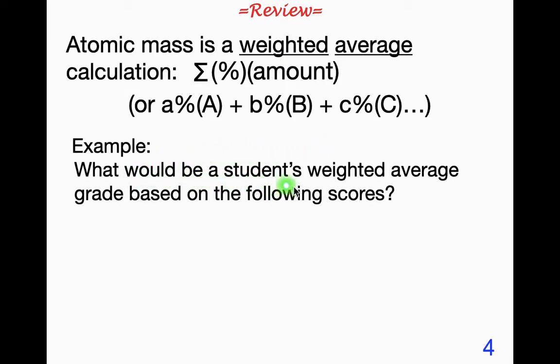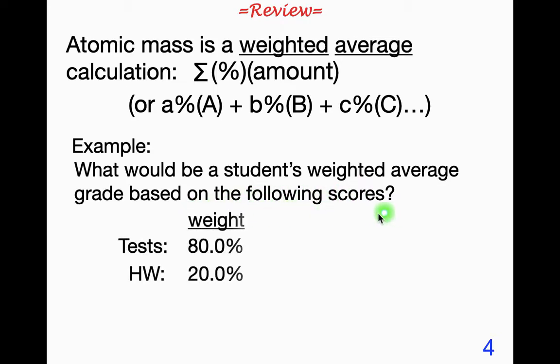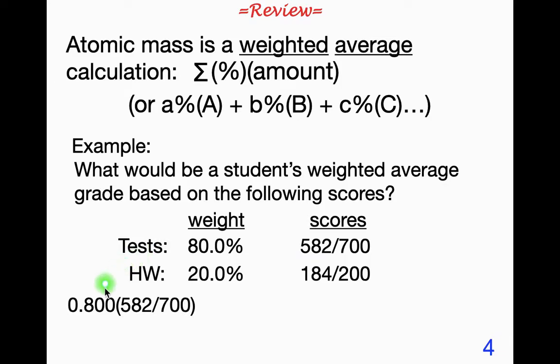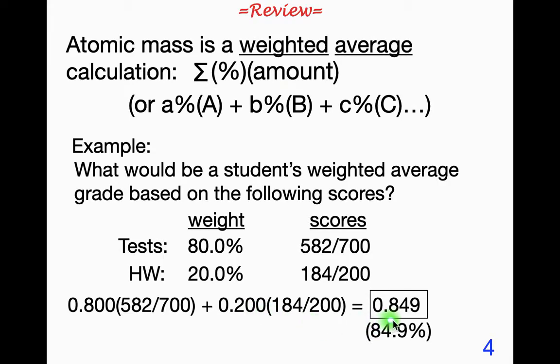Example, what would be a student's weighted average grade based on the following scores? So let's look at a case like our class, where 80% of your grade is based on tests and quizzes and 20% everything else. So let's say that out of the 700 points possible, a student scored 582 points, and out of 200 points possible for homework, 184. So to do a weighted average calculation, we would take percent times amount plus percent times amount. Now, when you multiply by percent, remember that you need to convert it into a decimal by moving the decimal place over 2 places to the left. So 80% becomes 0.800, 20% 0.200. And this would give us 0.84, which is 84.9%.